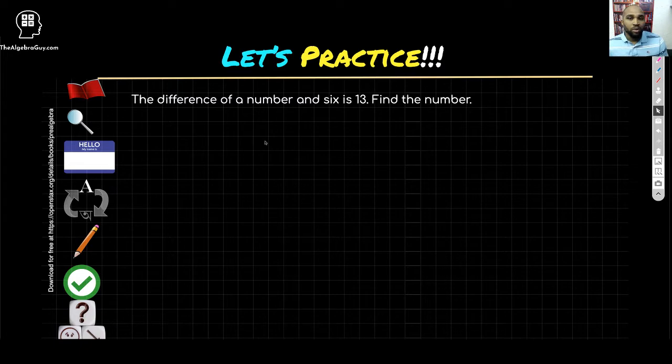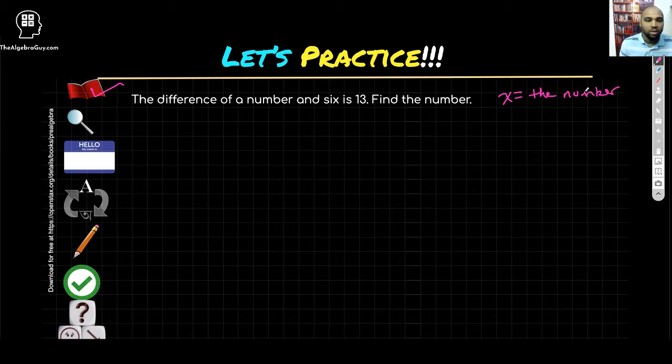You want to try this one? I will pause it and see if you can go through those steps. All right, we read the problem. The difference of a number and 6 is 13. So I read the problem, check, and identify what we're looking for. Find that number. So let's let X represent some number, the number we're looking for.